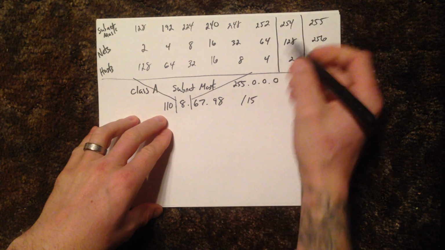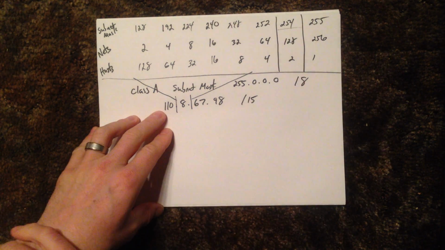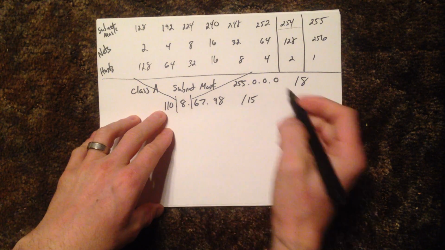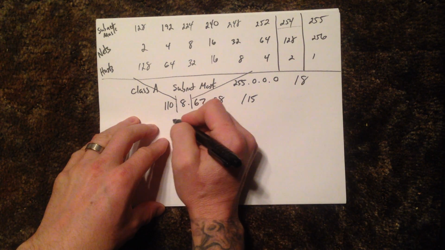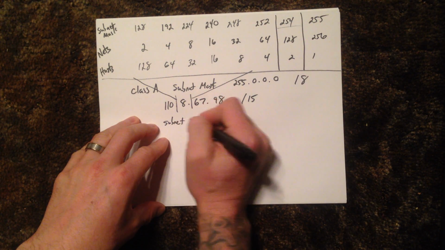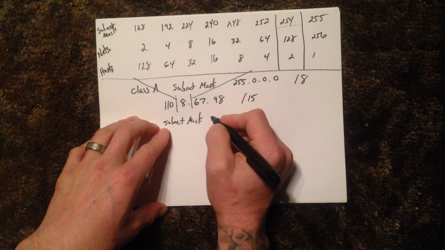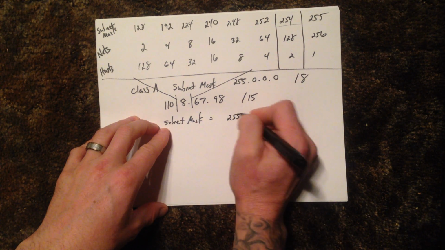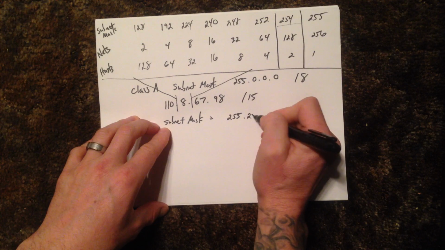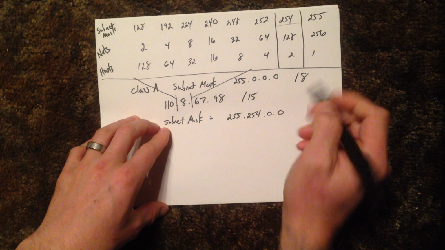By finding this out right here, I can already determine that's our subnet mask number. If they ask you the question, what's the subnet mask that you would use? It's going to equal 255.254.0.0. Okay.